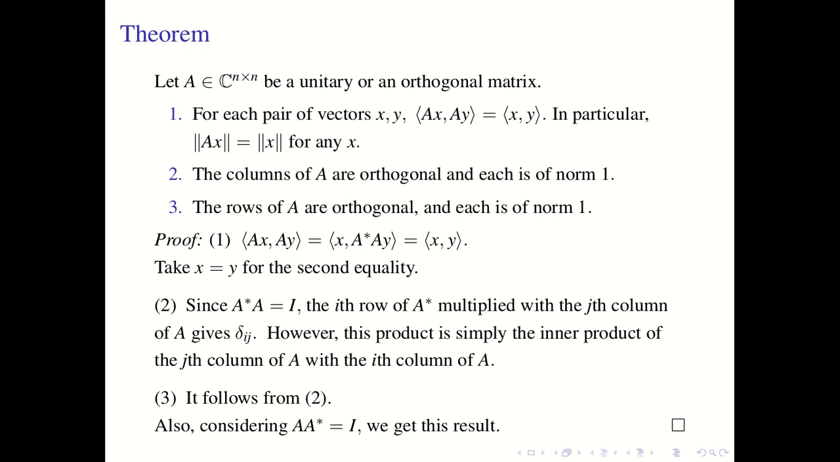But now the ith row of A star multiplying the jth column of A is nothing but taking inner product of the jth column of A with the ith column of A. That is 0 if i is not equal to j, and that is equal to 1 if i is equal to j. And that's exactly the conclusion of the second proposition, second statement. Similarly, one can prove the third statement.